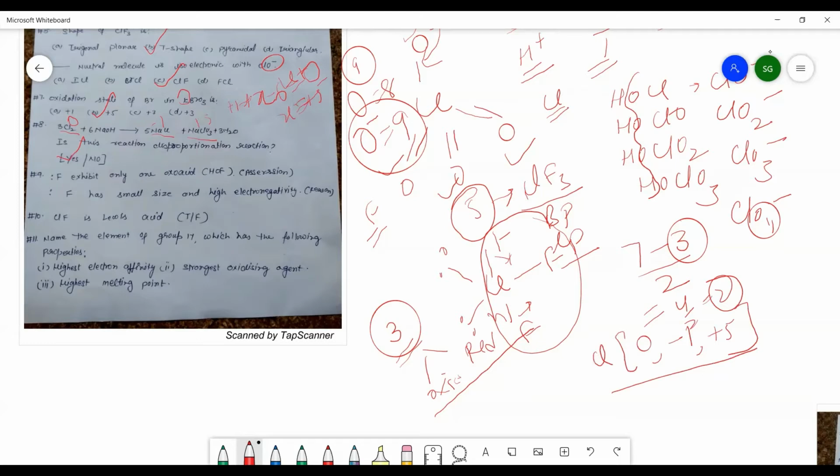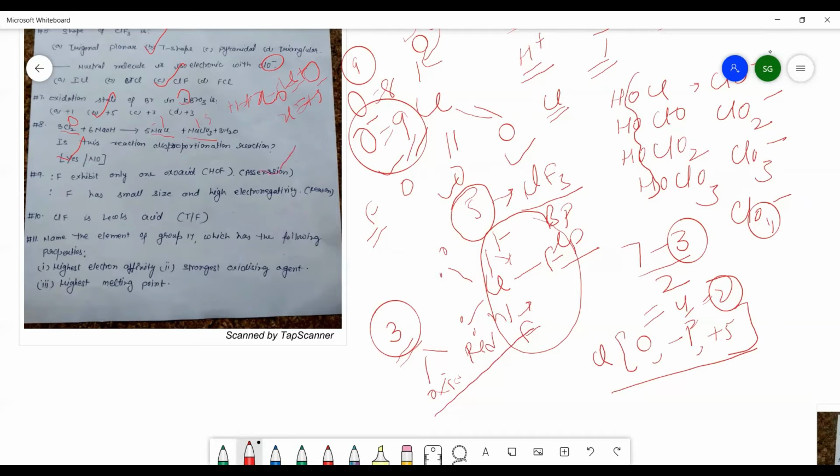Now the question number 9. Fluorine exhibits only one oxo acid, HOF. It is an assertion. You know well, fluorine does not have a vacant d orbital, and it also has a very small size and high electronegativity. Because of that reason, it only forms one oxo acid. It is an assertion-reasoning type question.